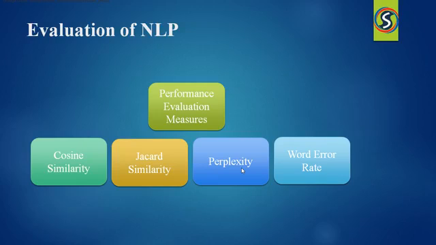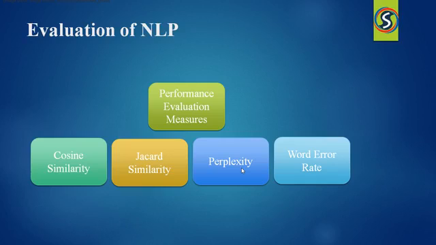And next, come to the perplexity. Perplexity means inability to deal with or understand something complicated or unaccountable. Thus, the perplexity metric in natural language processing is a way to capture the degree of uncertainty a model has in predicting some text. And come to the word error rate.